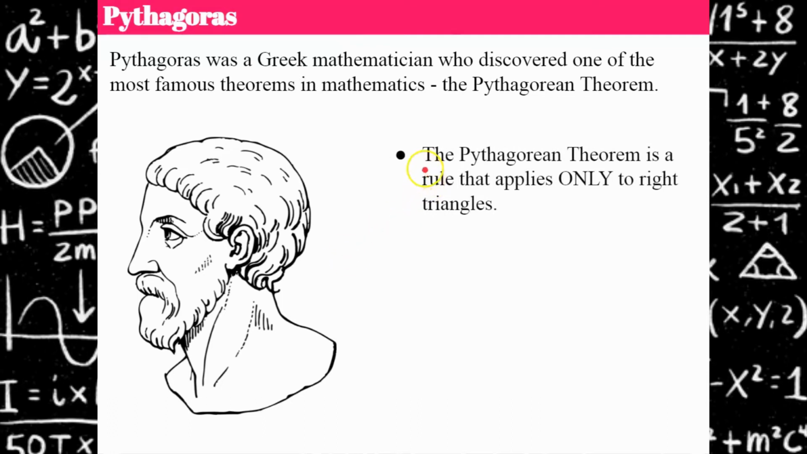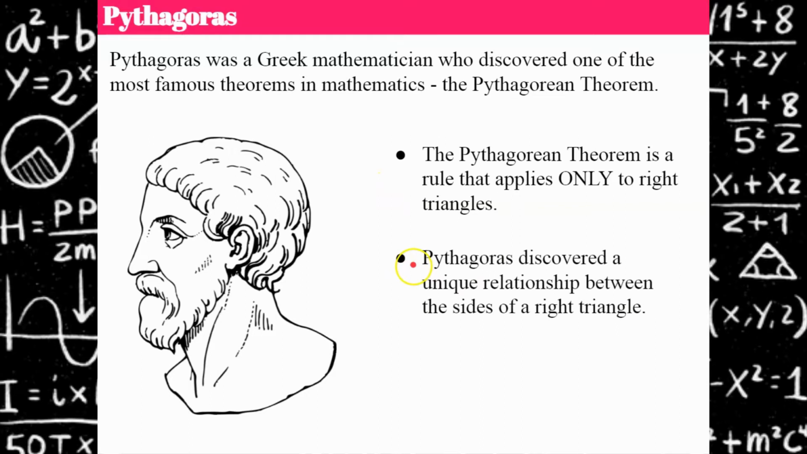One thing to know is that the Pythagorean theorem is a rule that applies only to right triangles. So this rule, or this theorem, will not work for any other kind of triangle. You must first identify that it is indeed a right triangle, that it has a 90-degree angle. Pythagoras discovered a very unique relationship between the sides of a right triangle.